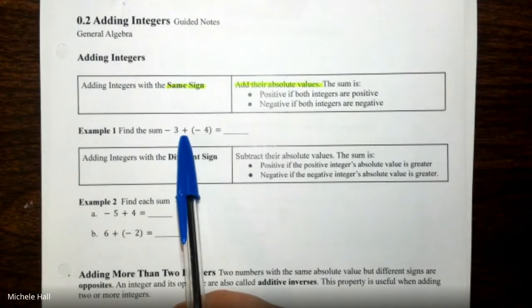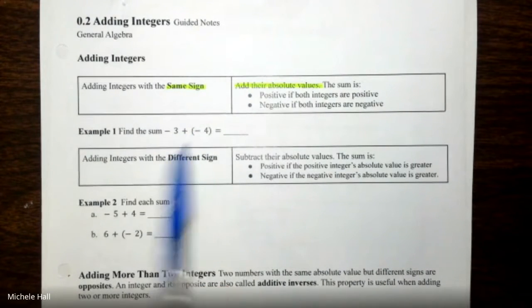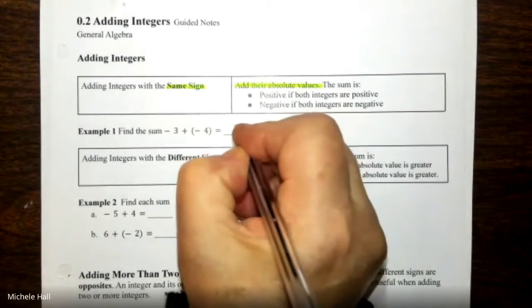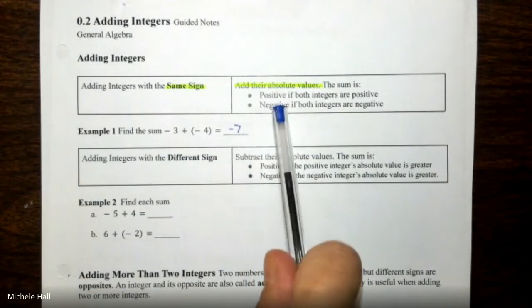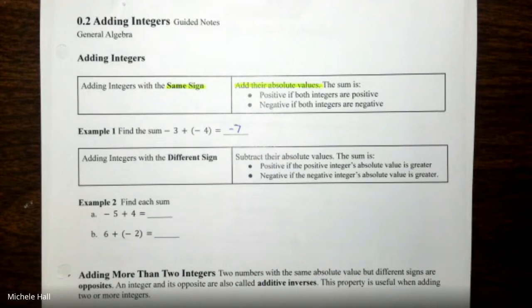We are adding the same signs. What do we do? We add them up and we keep the same sign. I am adding up two negatives, and so I get a negative answer.